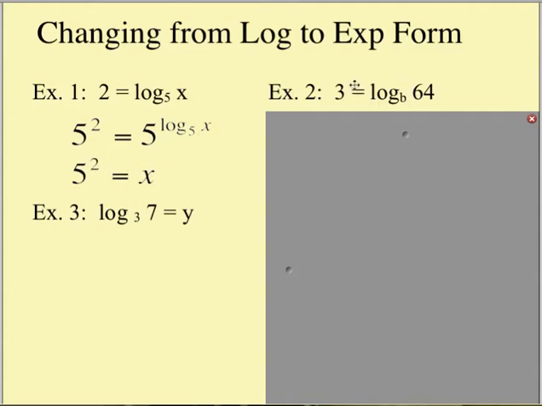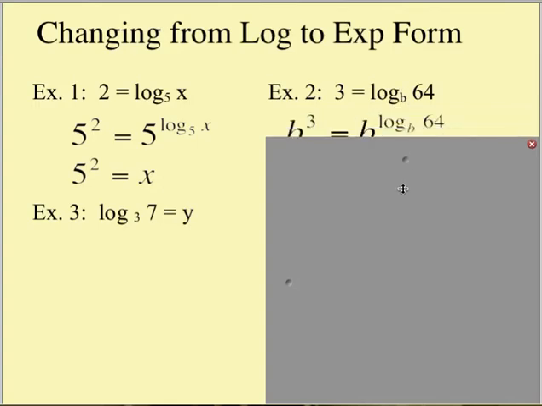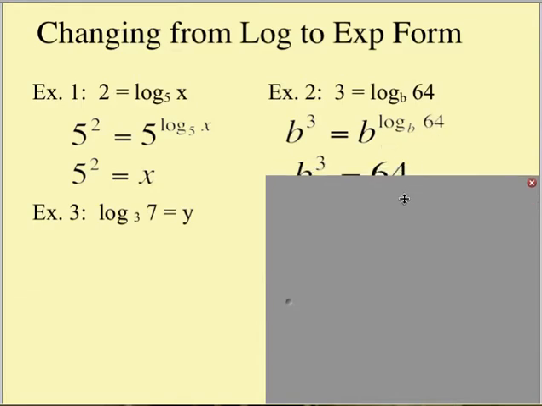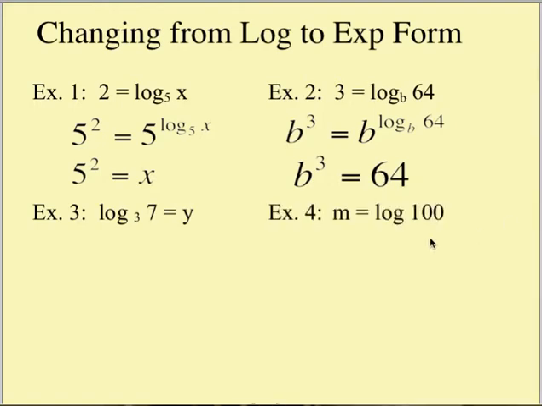On the right side, I have 3 equals log base b of 64. Exponentiate both sides. The base is b, so that becomes b cubed equals b to the log base b of 64. Cancel out that right side, so I'm left with b cubed equals 64. Now go ahead and try examples 3 and 4 on your own. I will go over these in class tomorrow.